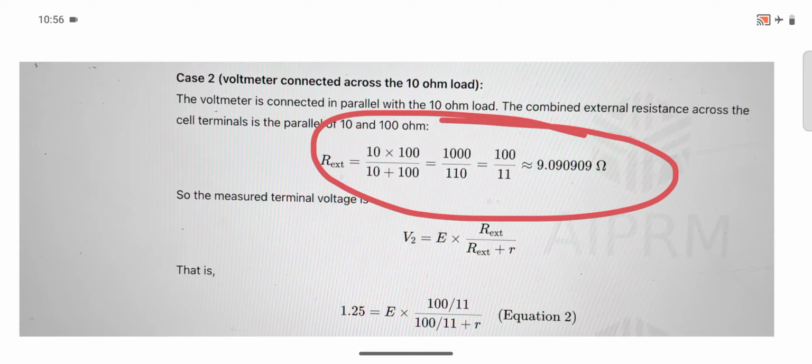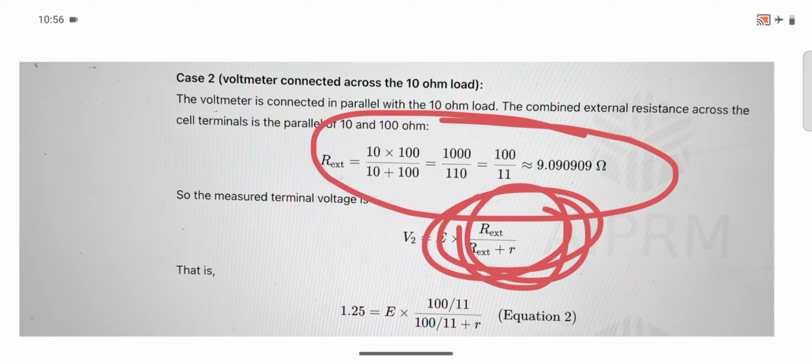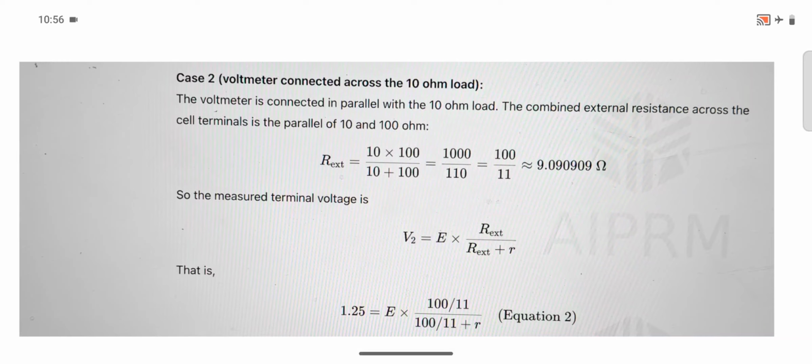Now we apply terminal voltage as we did in the first condition. So this is the EMF into this factor we have. Then this will be our second equation. This formula you should remember.